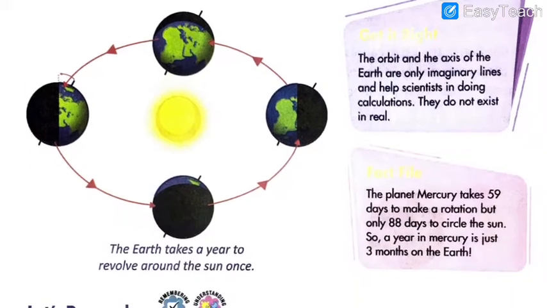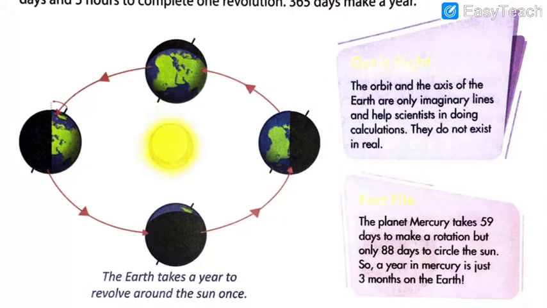Let's read what is written in the boxes, the extra information. The orbit and the axis of the earth are only imaginary lines and help scientists in doing calculations. They do not exist in real. This line, if you can see, these are not really there in the space. These are just imaginary, because earth moves on its orbit, and obviously when it moves like this, it has a proper imaginary line given by the scientists.